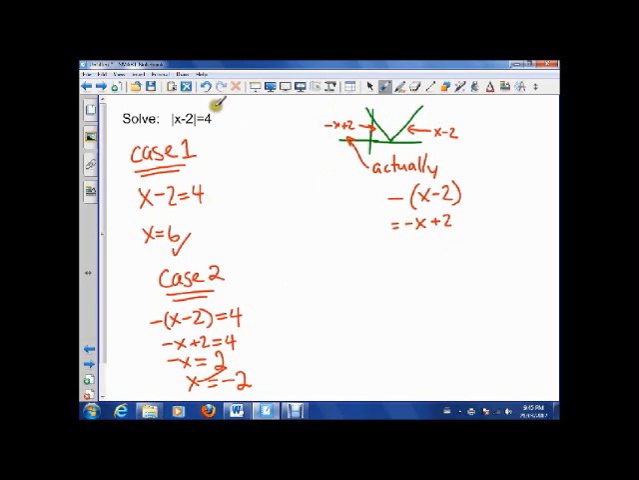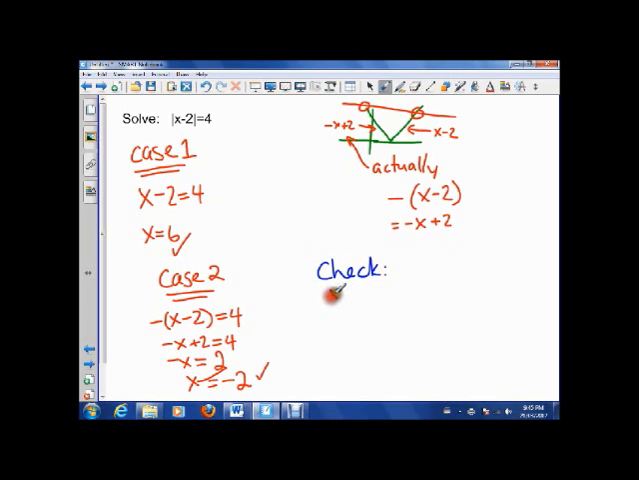So x is equal to negative 2. If I graph the line y equals 4, you'll see one solution right there and the other solution right there, and they match up. They're 6 and negative 2.